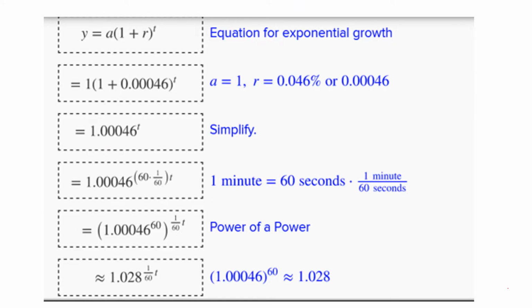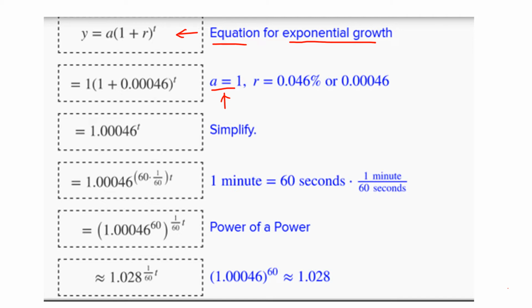Okay, so let's start with solving the question. Our starting point will be the equation of exponential growth, y equals a multiplied by (1 plus r) to the power t. Now, in order to successfully compare and to use the same units of minutes and seconds, we will, for ease of calculation, take our initial amount to be 1. So this A will be replaced with 1.